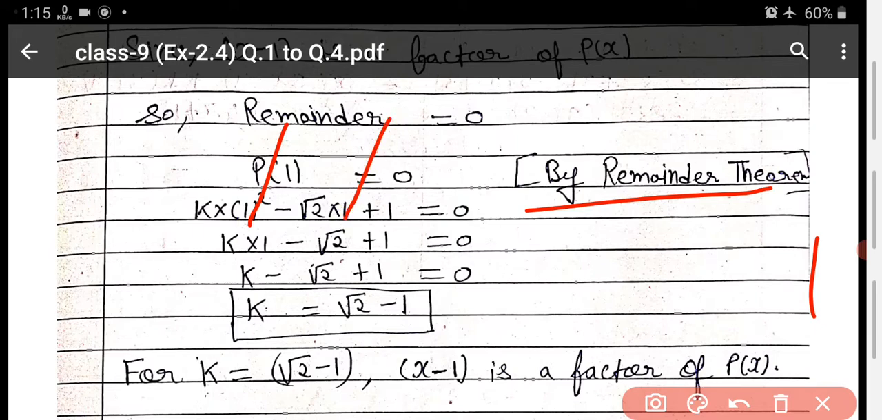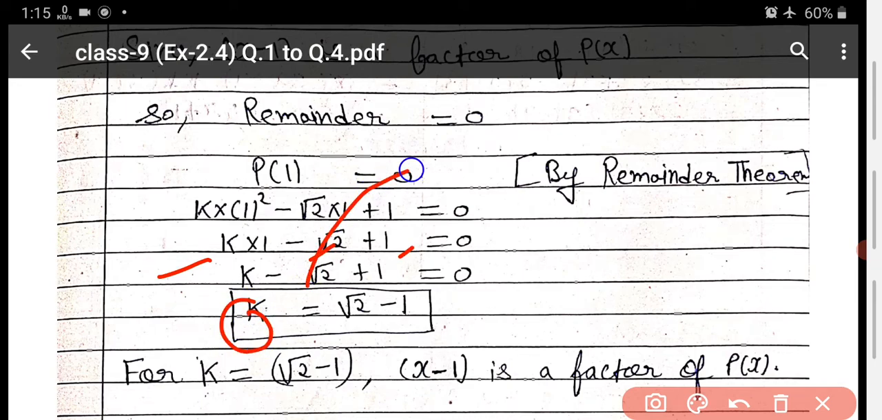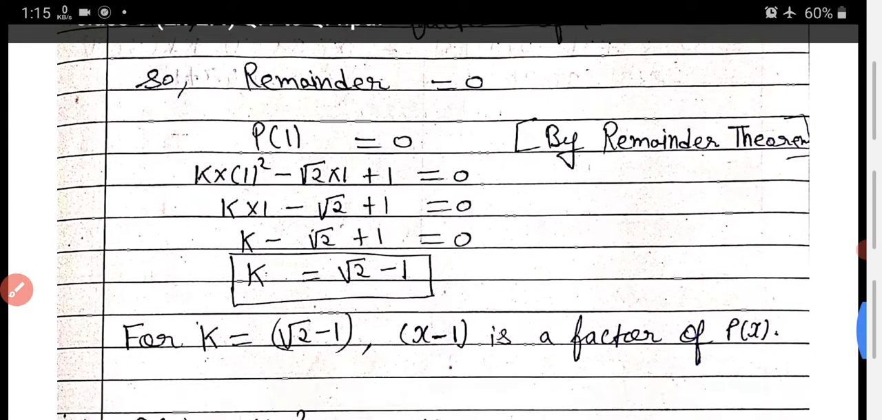Okay, now just solve. k into 1 you get k, under root 2 plus 1. So when you find the value of k, this number goes to this side and becomes positive, this becomes negative. So your answer is under root 2 minus 1. So right here for k equal to under root 2 minus 1, x minus 1 is a factor of p(x). It is your answer.